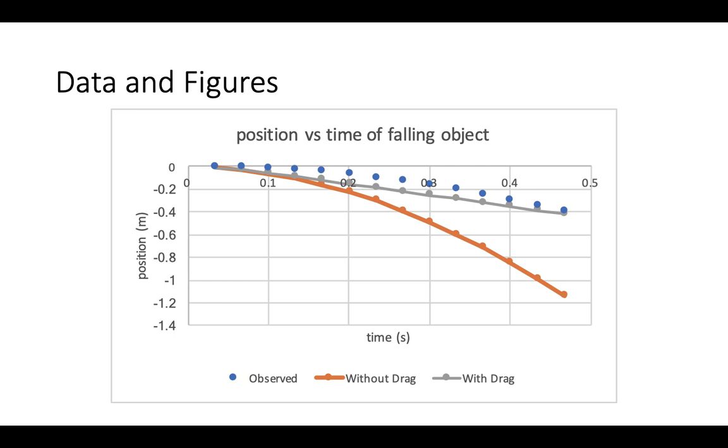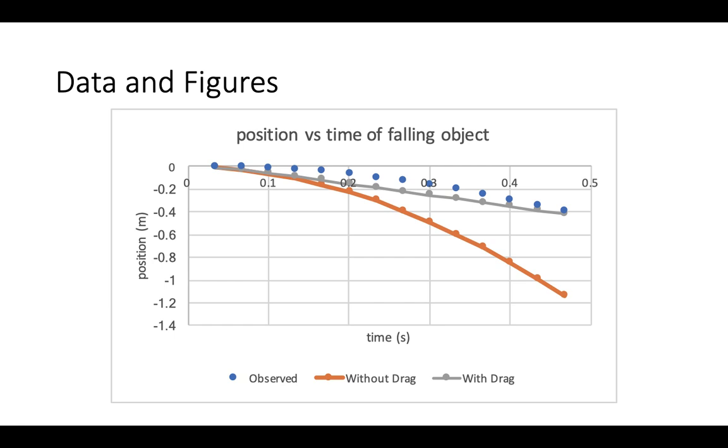We can see this on our graph, which shows our observed data in comparison to our predicted data with only the force of gravity and our predicted data with only the force of drag. As we can see by this orange line, there's a great amount of deviation between the observed data and the predicted data with only gravity force. We can see by the gray line how this deviation is significantly reduced once we account for drag force, producing a much more accurate model to predict change in position.